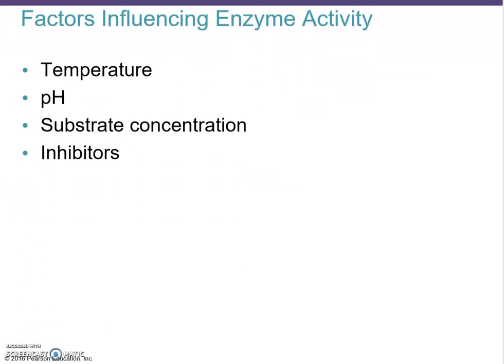Now here, the factors that influence enzyme activity, the most important ones are listed right here. Temperature is a huge factor because of the collisions that enzymes and substrates have to go through, and they of course increase with temperature. pH is a big factor. The substrate concentration is a big factor, and then the presence of any inhibitors, whether competitive or non-competitive.